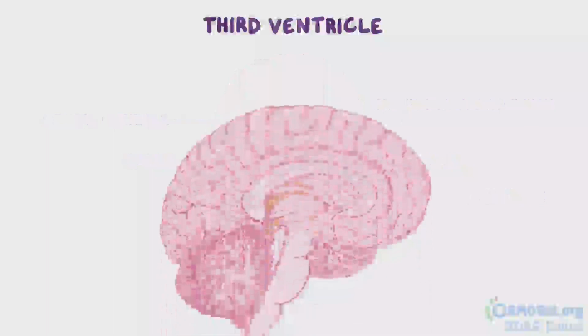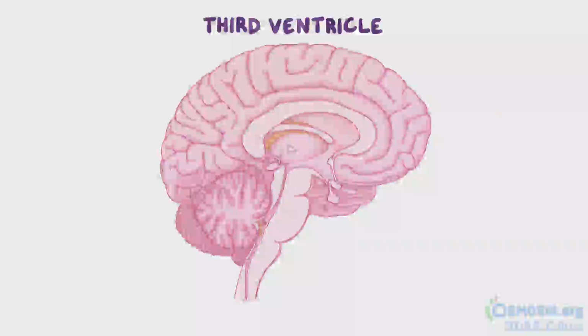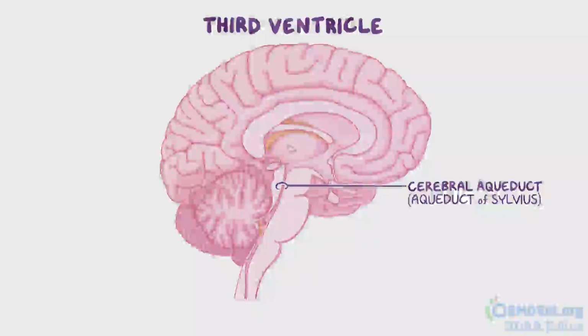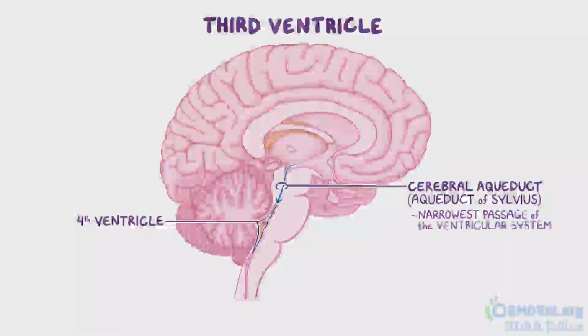Now on a mid-sagittal section, the third ventricle connects inferiorly and caudally with the cerebral aqueduct, or the aqueduct of Sylvius. The cerebral aqueduct stretches through the dorsal part of the midbrain, inferiorly towards the fourth ventricle. This is the narrowest passage of the ventricular system that the CSF flows through, and it doesn't usually have choroid plexus.